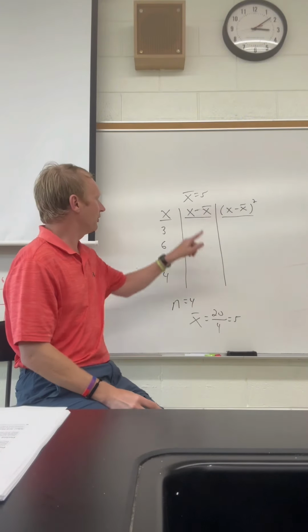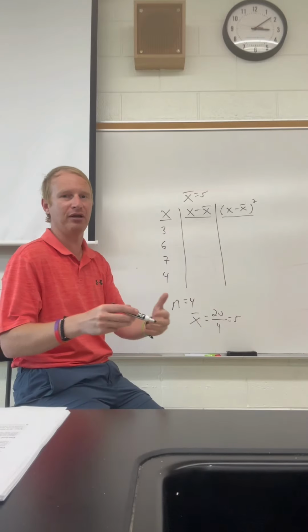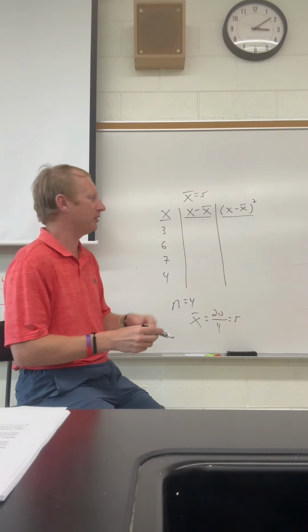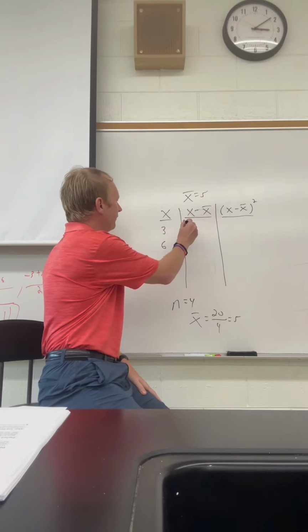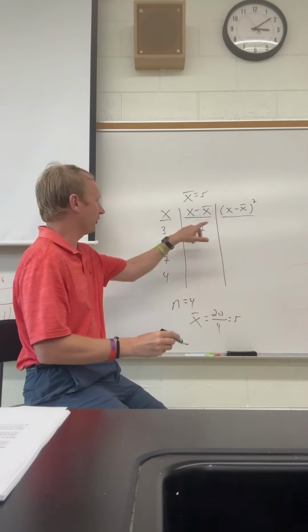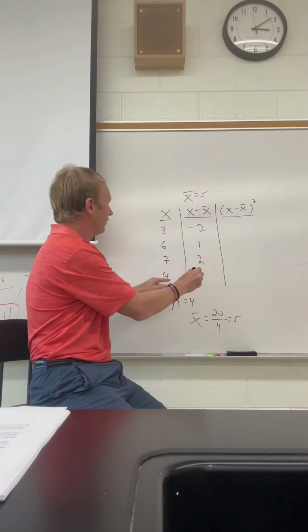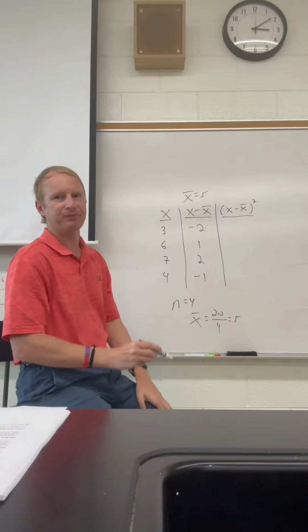The next thing we do is we take each value minus the mean. Now some of these are going to be positive if it's larger than the mean. Some are going to be negative if it's smaller than the mean. So 3 minus 5 is negative 2. And I like to just do it like that without writing out all the work. 6 minus 5 is 1. 7 minus 5 is 2. 4 minus 5 is negative 1.